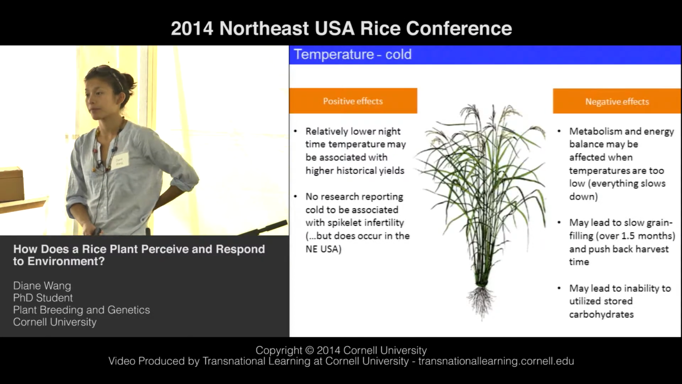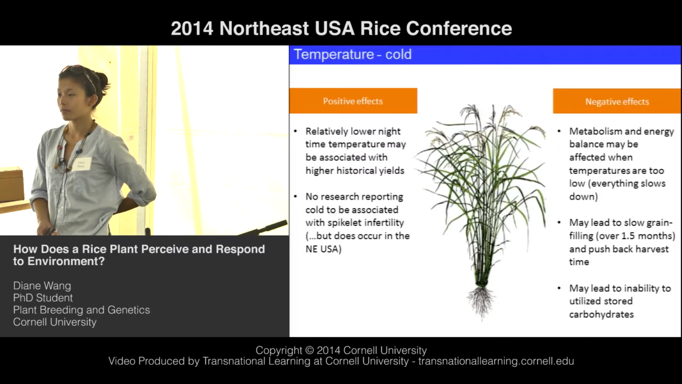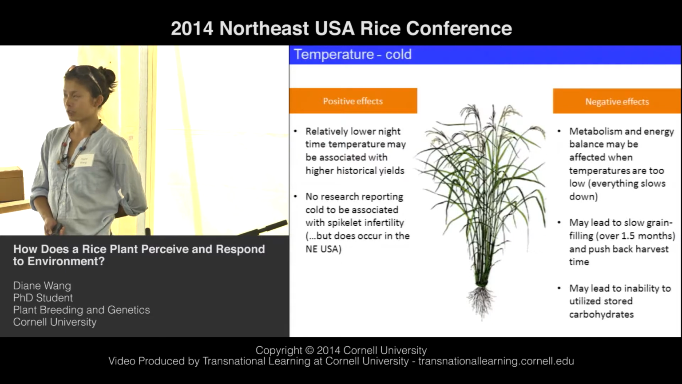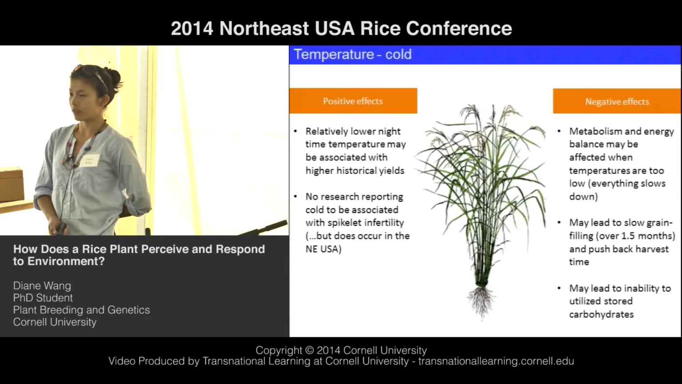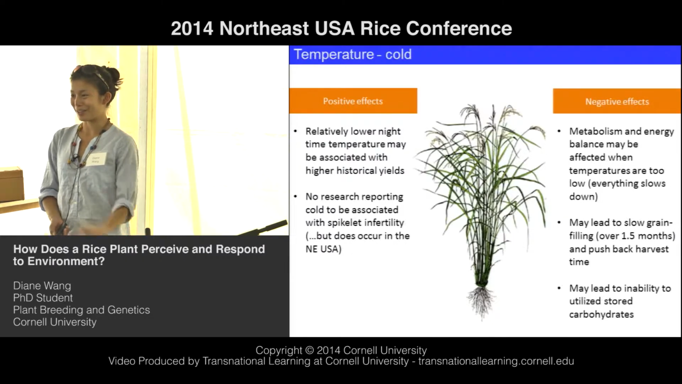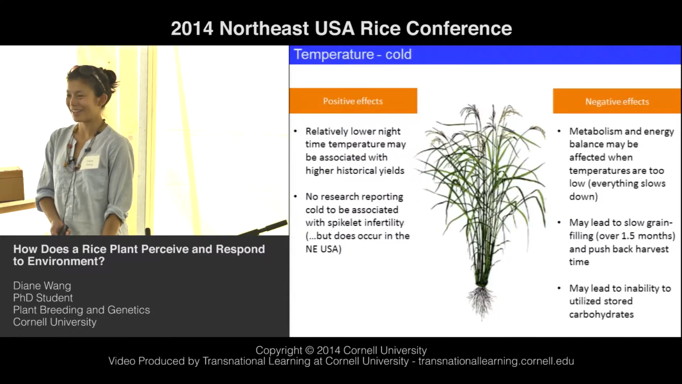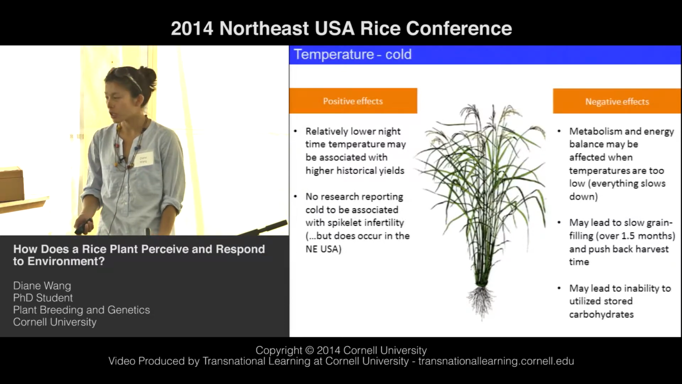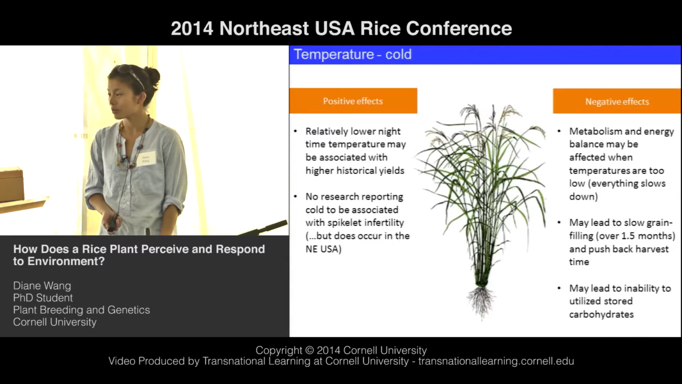I'm curious, so relatively lower nighttime temperatures is what, high 50s, low 60s, something like that? Well, in Celsius, they did this study in the Philippines on an indica variety, and optimal nighttime temperatures would be like 21 degrees Celsius, which is, I don't know. Can someone convert it? 70 something. Yeah, so it's warm. It's not cool in your mind.